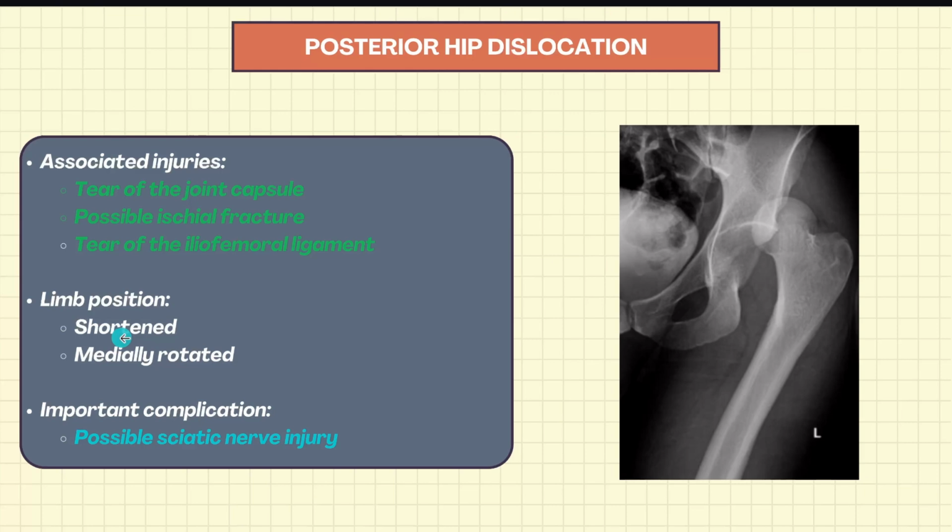Now, the positioning of the limb is going to become shortened, obviously, and medial rotation is going to happen. Even though that somewhat does not make sense to me, because I'm pretty sure iliofemoral is what limits lateral rotation. However, just memorize it, don't overthink it. And an important complication is possible sciatic nerve injury.